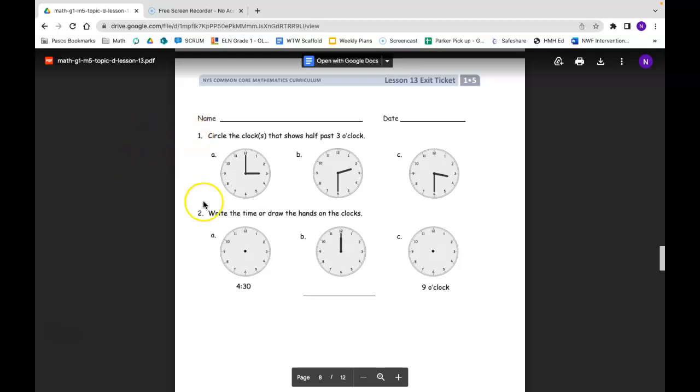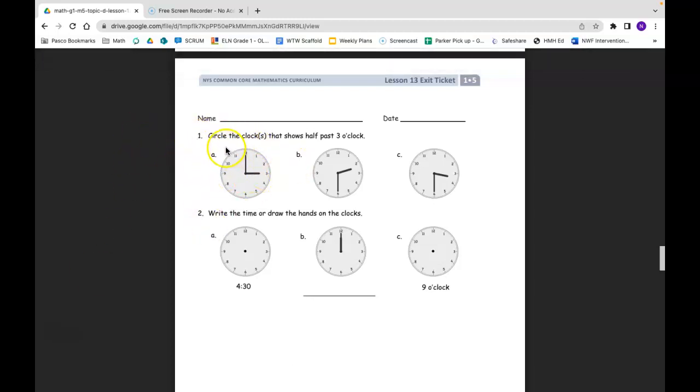So we've got two different problems here. For this first problem, your question is circle the clock that shows 3 o'clock. Okay, so remember what that half past means. That means 30 minutes. So which one of these clocks shows 3:30 or 3 o'clock? I want you to circle that clock.